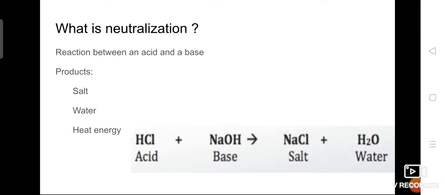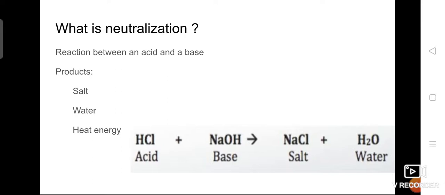Here one reaction is given. I told you when acid and base react, salt and water will be formed. So what acid is taken here? HCl. What do you mean by HCl? Hydrochloric acid. We have already come across this hydrochloric acid.